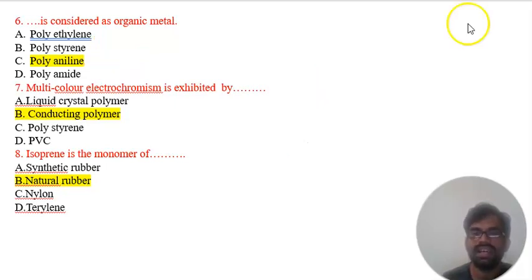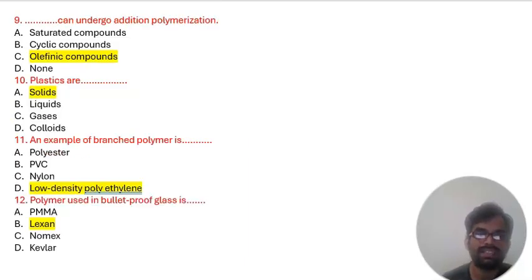Now you can see the next slide for a few more important bits. We will understand the other important bits, which are especially important for B.Tech students in various competitive exams. Now you can see the ninth bit, dash can undergo addition polymerization.